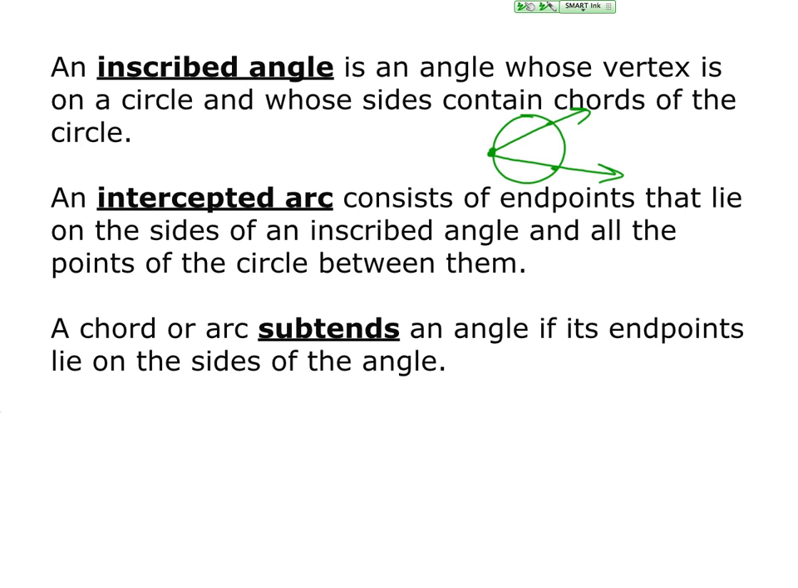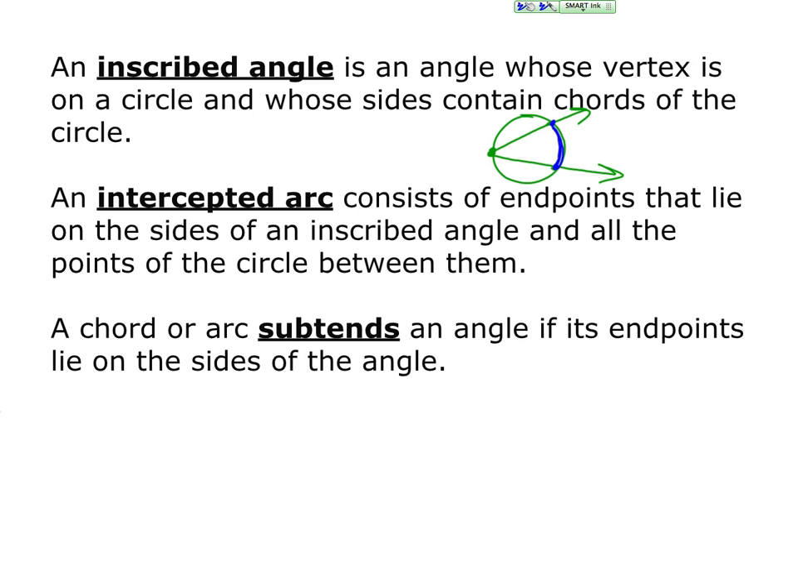All right, another term that goes along with this is an intercepted arc. The intercepted arc consists of endpoints that lie on the sides of the inscribed angle, and all the points on the circle between them. So let me highlight this point, and all the points on the circle between them. In blue, that's the intercepted arc related to that inscribed angle. So it's the arc inside it, the intercepted arc. It ends right on the angle.